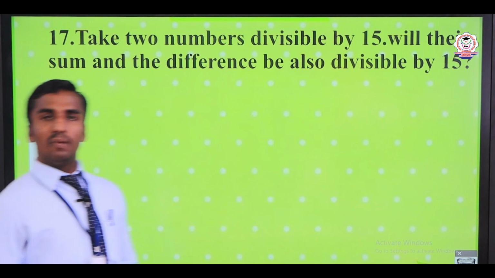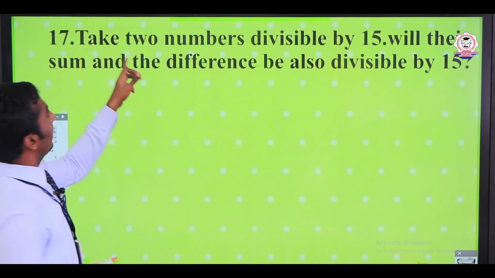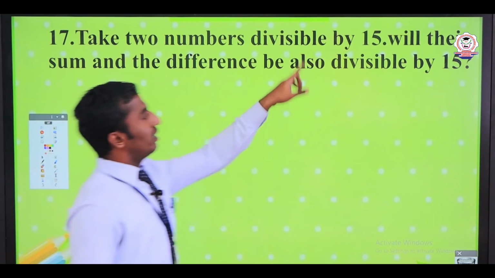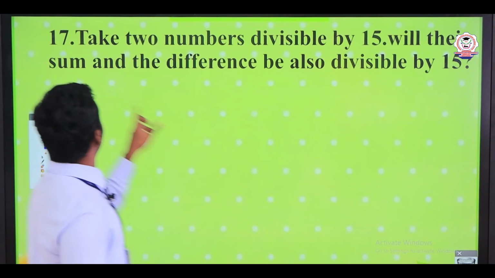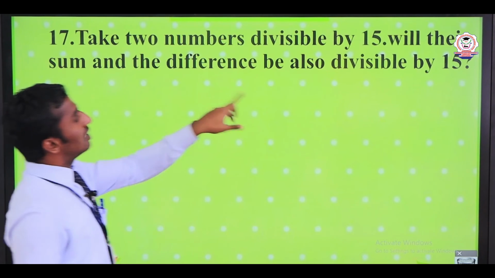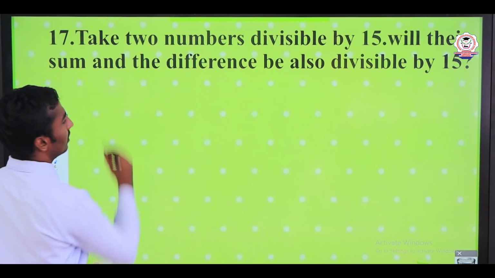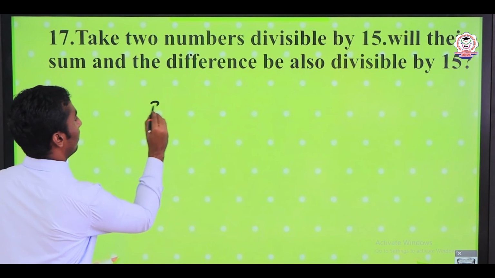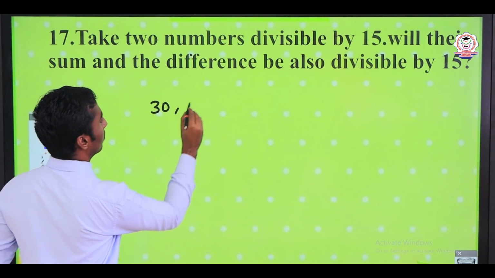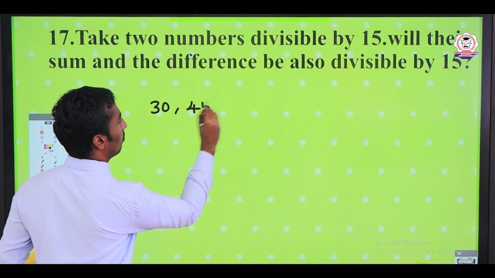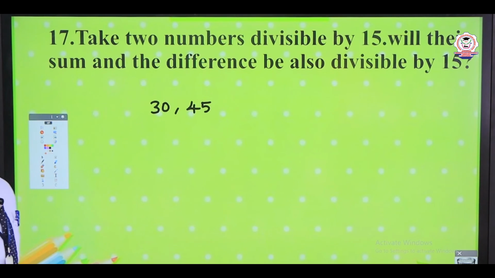Next one, question number 17. Take two numbers divisible by 15. Will the sum and the difference also be divisible by 15? So listen, we have to take 30 and 45. The two numbers be 30 and 45.